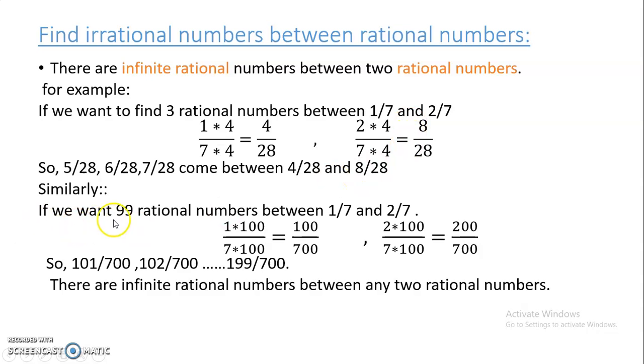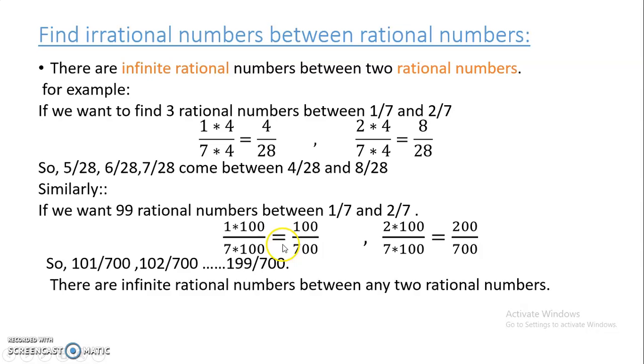Similarly, if I tell you to find 99 rational numbers in between 1 by 7 and 2 by 7, what will you do? You will add 1 to 99 and multiply the given rational numbers with 99 plus 1, that is 100. So you will get 1 into 100 as 100 and 7 into 100 as 700, and here 2 into 100 as 200 and 7 into 100 as 700. So this becomes 100 by 700 and 200 by 700.